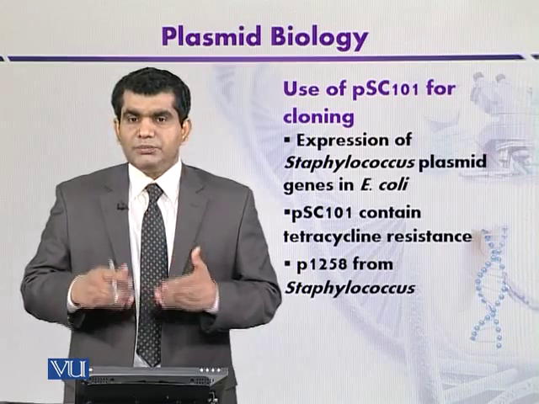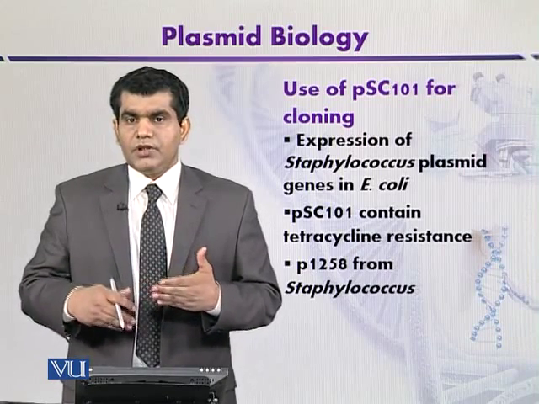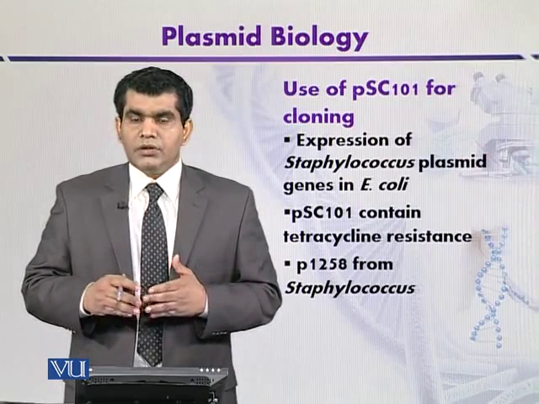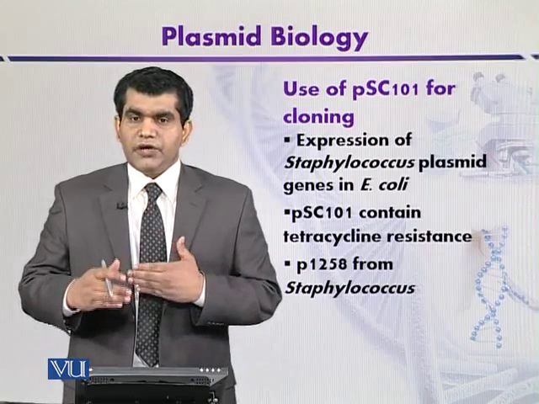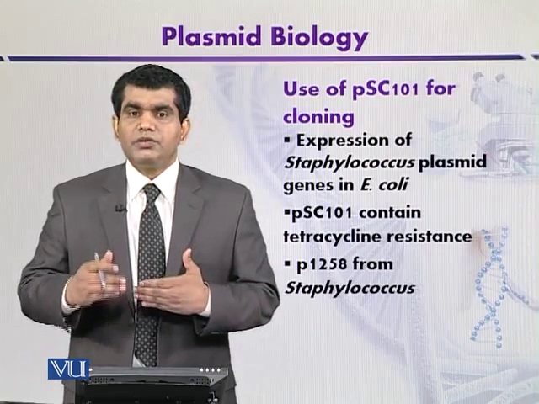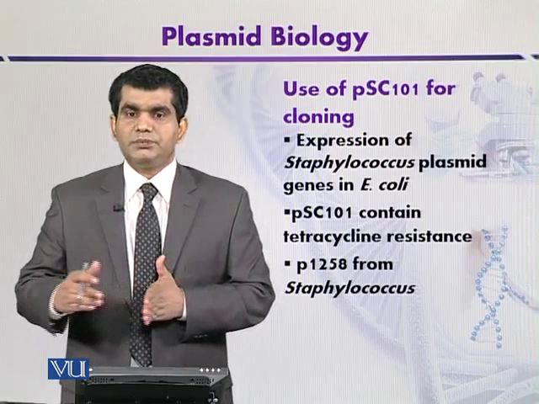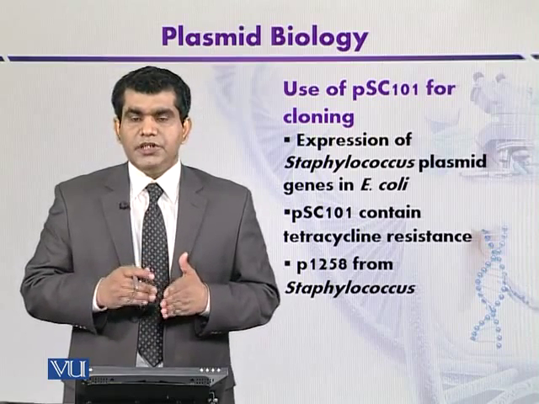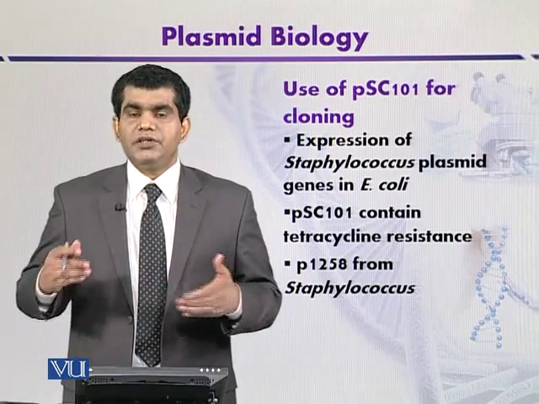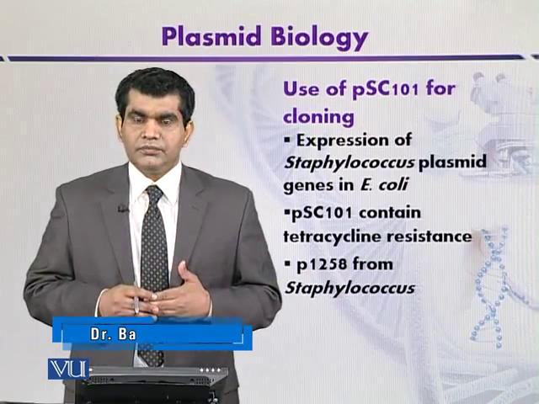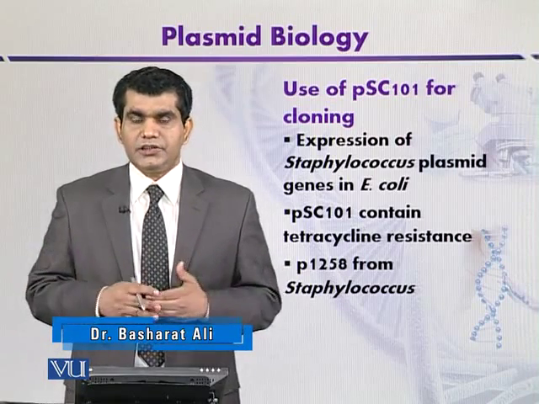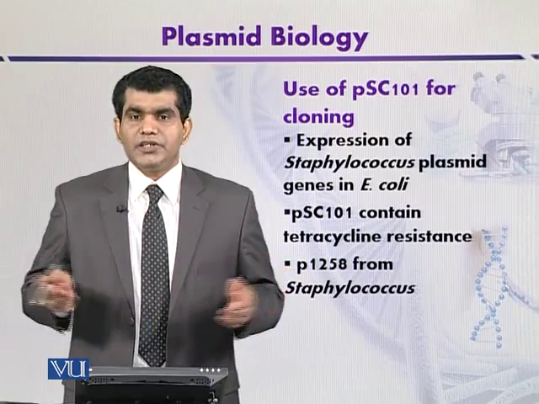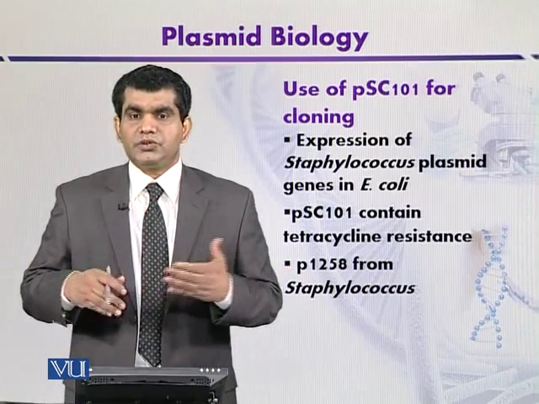pI258, and this plasmid is present in gram-positive cocci like Staphylococcus. So genes from a Staphylococcus plasmid can be cloned in pSC101 and then can be expressed in E. coli. Plasmid pI258 contains several determinants or traits that can be expressed in the recipient cells. These traits include ampicillin resistance, erythromycin resistance, and resistance to certain heavy metals.